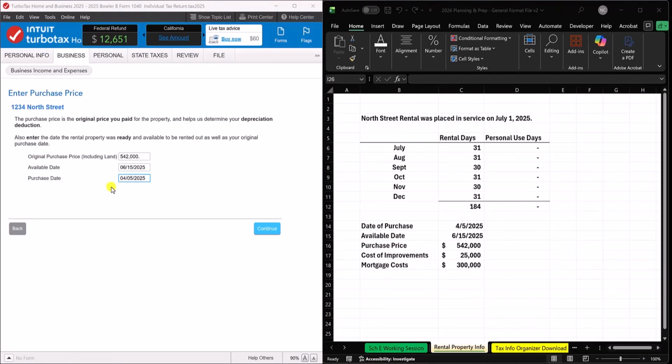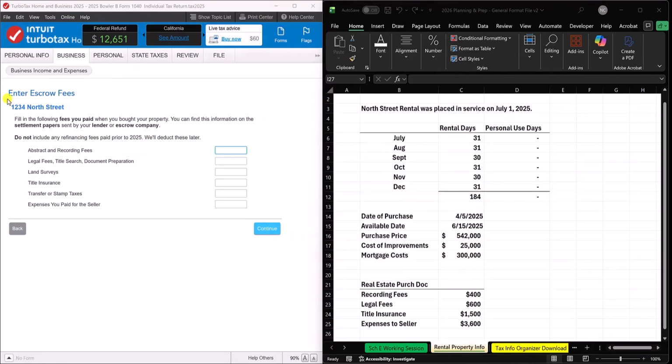Okay, purchase date, April the 5th, 2025. We did have that over here. I did add the unit was available on June 15th, 2025. Continue. Okay, enter escrow fees. Fill in the following fees you paid when you bought the property. You can find this information on the settlement papers sent by your lender or escrow company.